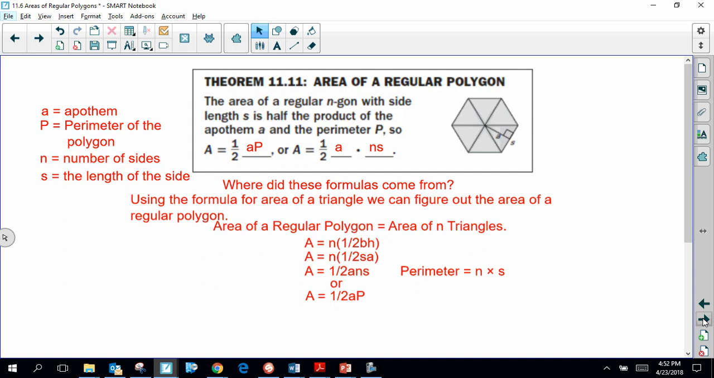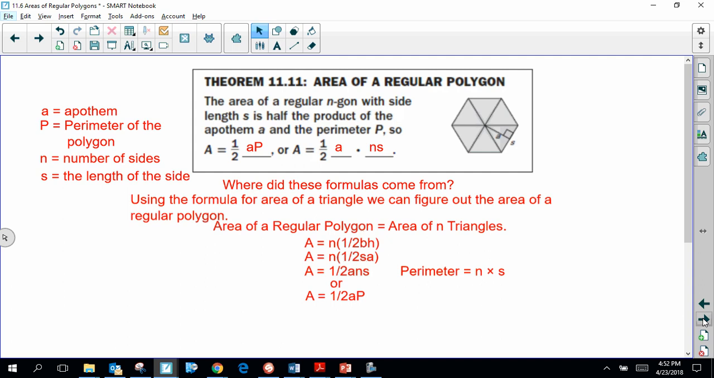So the area of a regular polygon is equal to however many triangles are contained between the radii. If we were looking at the one above, we could find the area of one triangle and multiply it by 6, and it will give me the area of the hexagon. So the area of a regular polygon is found by n times the area of a triangle, where n is the number of sides.